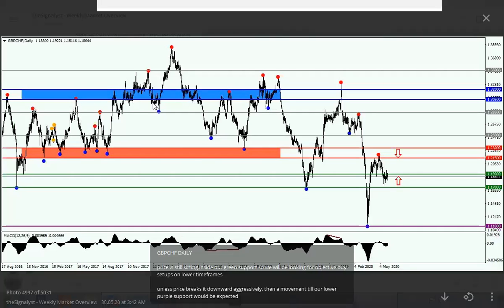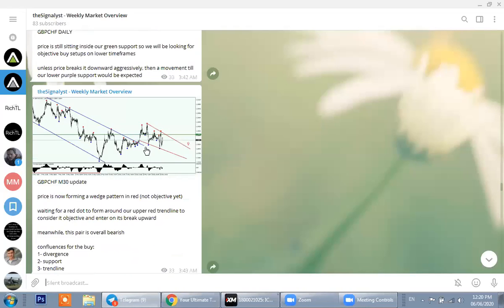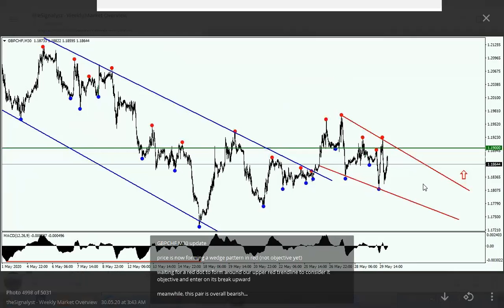As mentioned last week, we were waiting for buy opportunities to form around here, as price was sitting inside a strong support area, and a movement to our next resistance in red would be expected. Unless price breaks it downward aggressively, then we'll be looking for black sell setups, and a movement to our lower purple trend line would be expected, purple support. So we were looking for buy opportunities, and here's our setup.